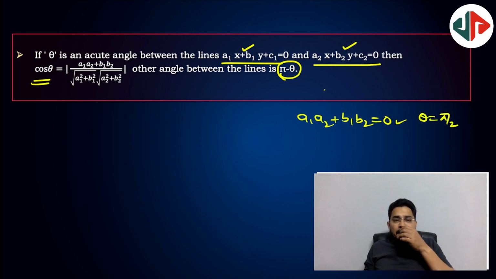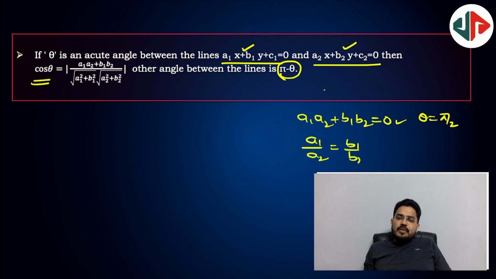The lines are parallel. And if this value is equal to 1, that means on doing this one, A1 by A2 is equal to B1 by B2. That means theta is equal to 0. The lines are said to be parallel. So this is the cos theta value. This is cos theta. So from here you can go ahead with sin theta.